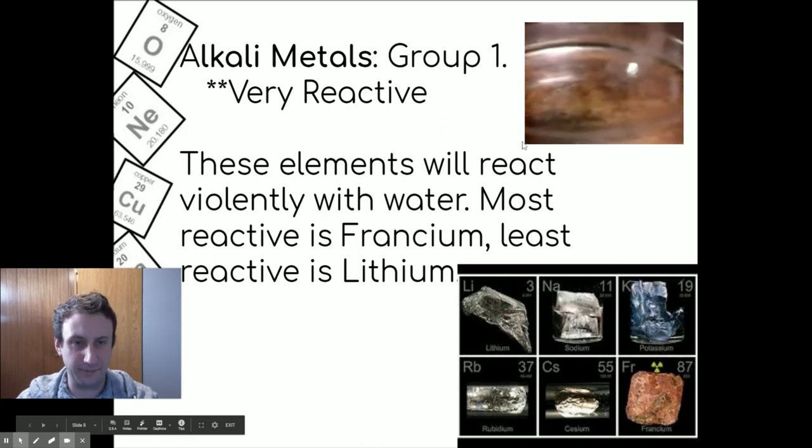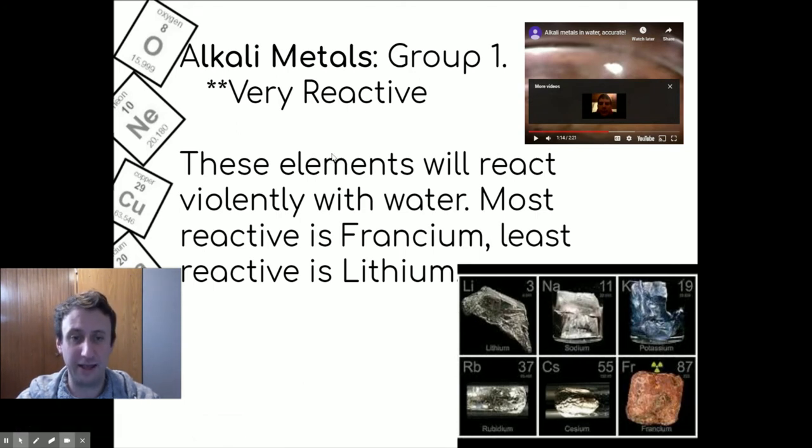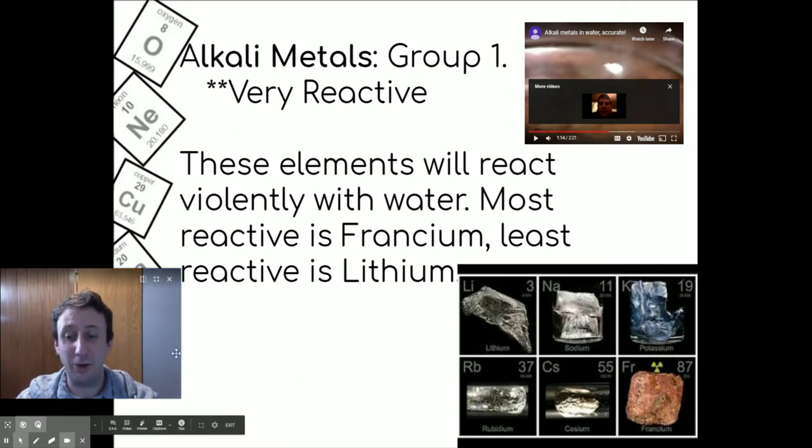It's fantastic. Okay, so you can check out that video. But alkali metals, very reactive. They are the most reactive metals, and these are in group 1. The alkali metals do not include hydrogen.